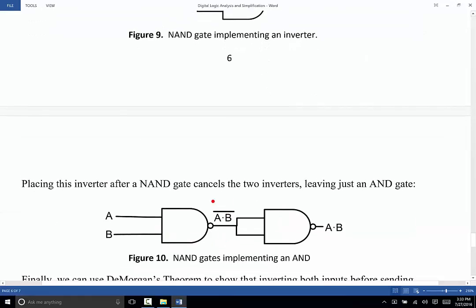Then, if you just do a NAND, so if I have A NAND B, and then if I put my newfound inverter after that, then I end up with A and B. Because this entire structure here, the second half, cancels out this bubble, and then I'm left with just an AND function. So NAND gates can implement an inverter. NAND gates can implement an AND gate. Can NAND gates implement an OR gate?